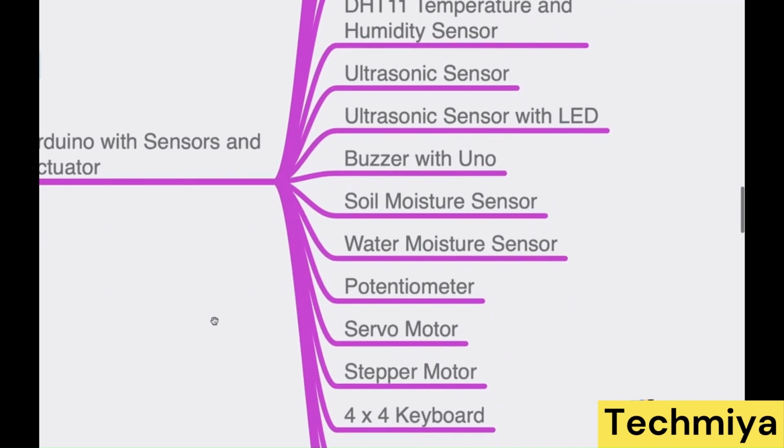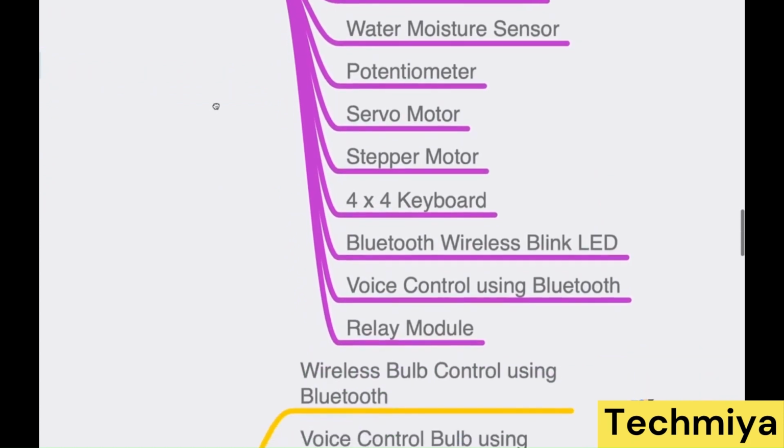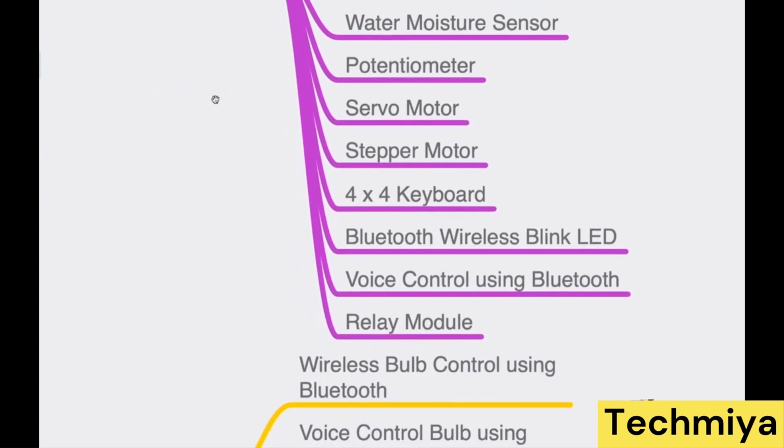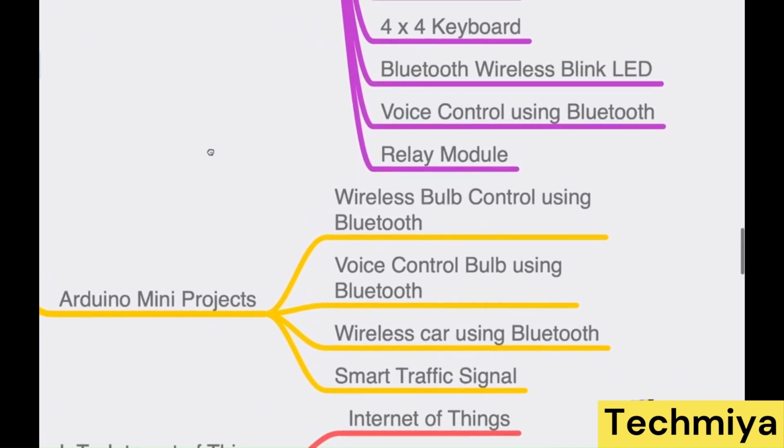We'll be using buzzer, soil moisture sensor, water moisture, potentiometer, servo, stepper, a 4x4 keypad, and also Bluetooth module. And then we'll be seeing relay. So there are a lot of sensors that we'll be working on with Arduino. Now coming to mini projects, whatever sensors and actuators we have learned, we will be employing them and creating some mini projects.